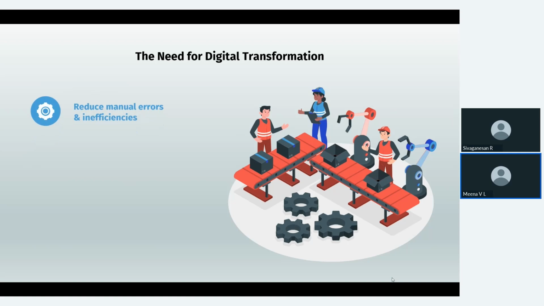To solve this problem, there is a need for digital transformation, right? Whatever you're doing right now is manual. You will be calling your vendor, as I said, and checking with them if they will be able to deliver on time. You may have multiple suppliers, so across them you will have to track each and every order. You will have to make a note of all the orders and the statuses, right? To reduce all those manual errors, there is a need for digital transformation.